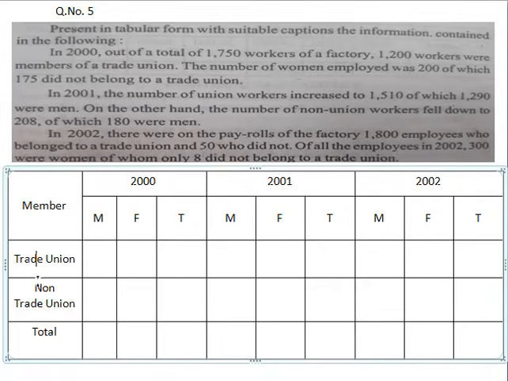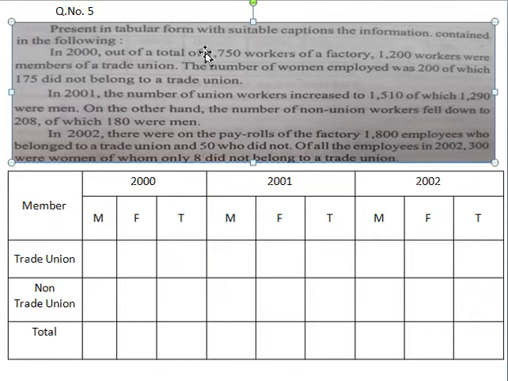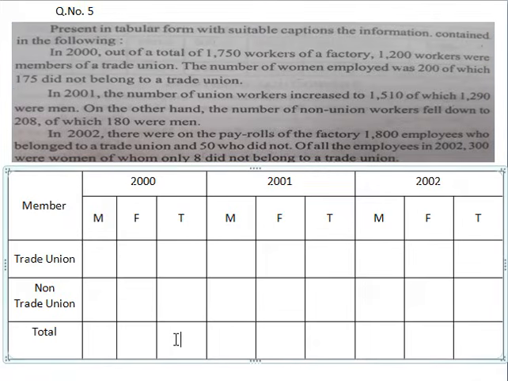This was the members, union, non-union. In 2000, you take this part now. In 2000, out of total 1750 workers of a factory, 1200 workers were members of trade union. So trade union, how much here? Trade union total is 1200.